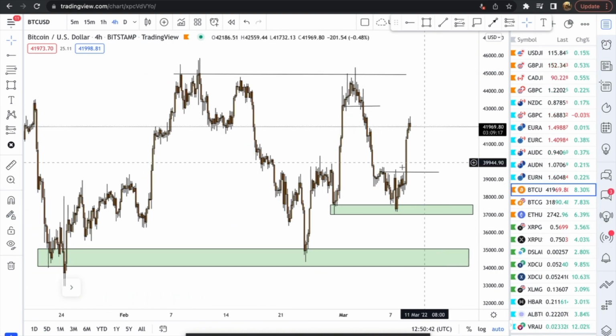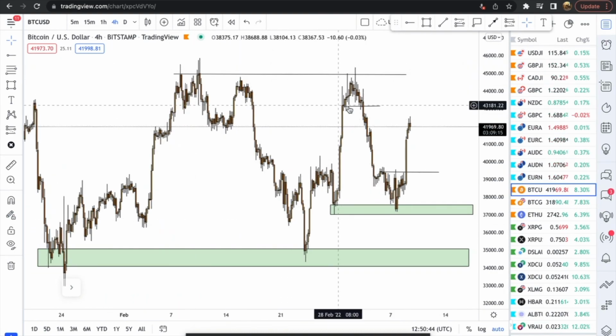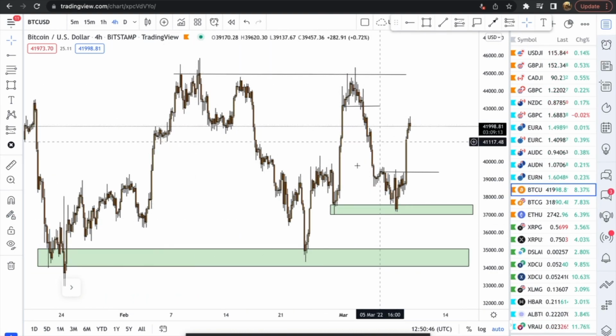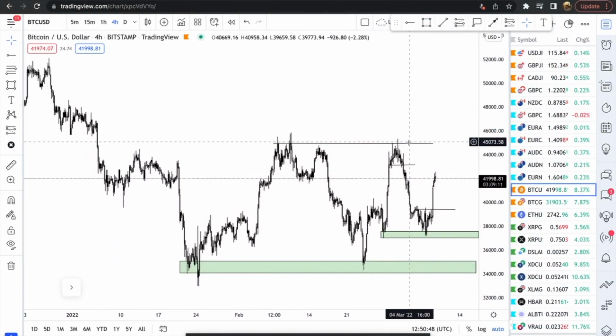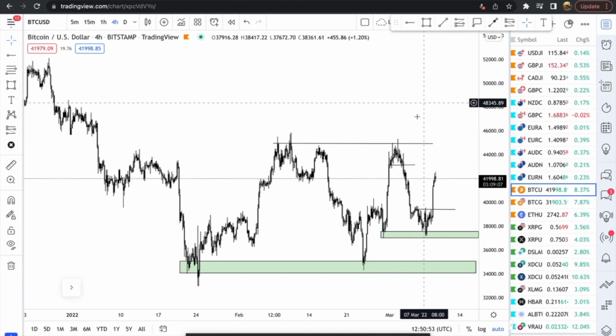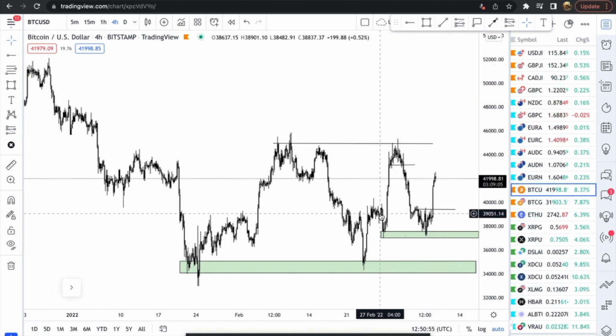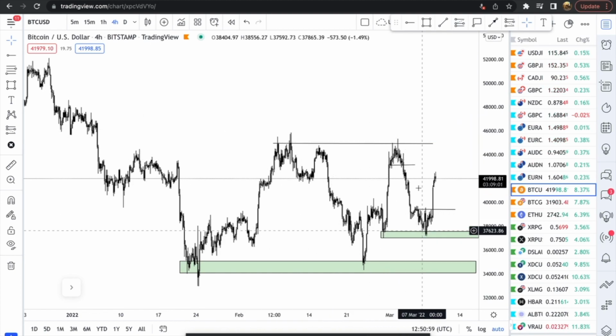So what I'm looking for with Bitcoin now is, if we're pushing back into this area, which I do anticipate, and if we get that break out of this area of resistance and then get that continuation, the rest of the market is going to get dragged up with it. And you see it all the time: Bitcoin pushing up today, all these different altcoins are in the green, and the market is looking positive today.